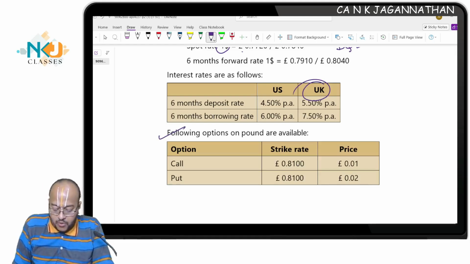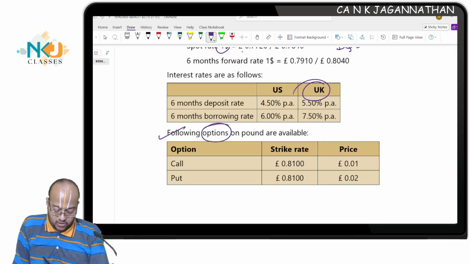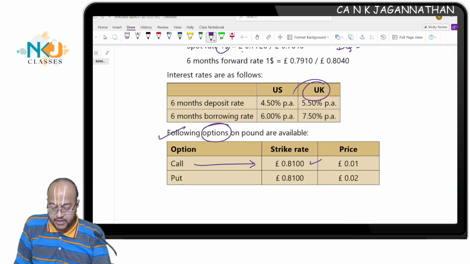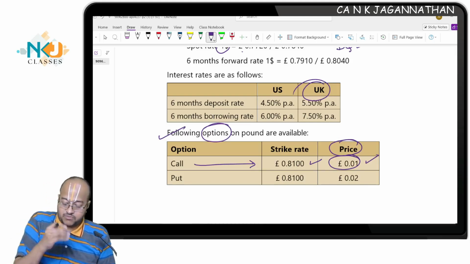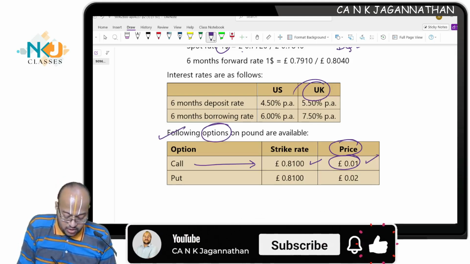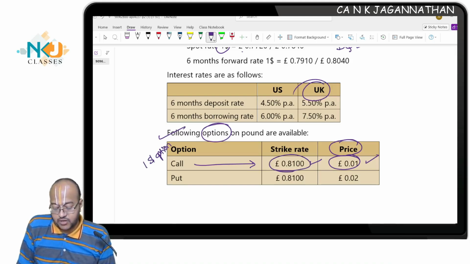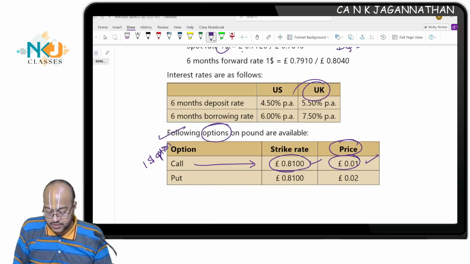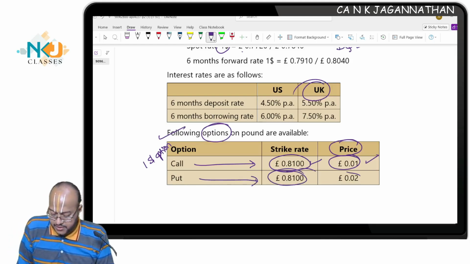Now, the following options on pound are available. This is from exchange options. A call option is available at a strike price of 0.81. And what is this price? It is nothing but the premium. If you want to buy the call option, the premium is 0.01 pound for a $1 option. Like this, you need to interpret. The $1 option is available at a strike price of 0.8100 and at a premium of 0.01. Are you all understanding now? Then there is a put option, with strike price and premium given.